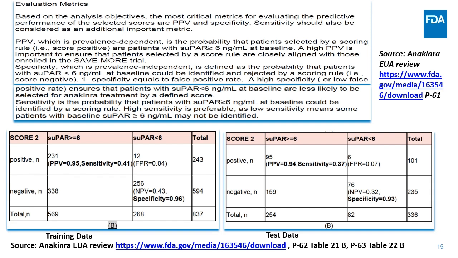model building. The PPV value from the training dataset, but more importantly from the test dataset, is very high, which is about 94%. This ensures that once patients being selected by the scoring rule is likely to be super high patients. High specificity, reasonable sensitivity, and biological plausibility ensure that the selected scoring rule can be reasonably applied.